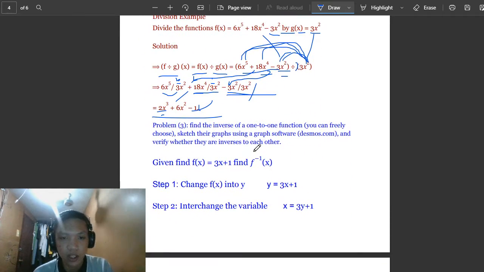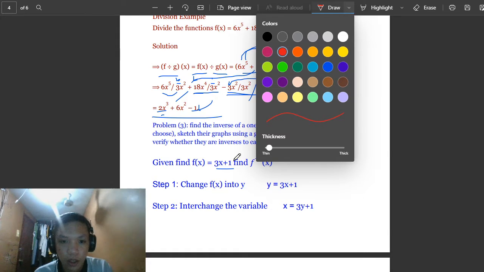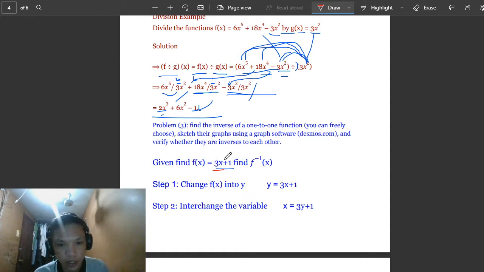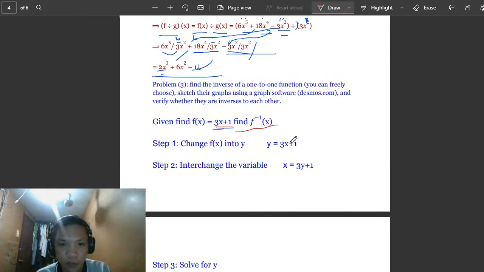So problem 3 is find the inverse of a 1-to-1 function. You can freely choose. Okay, sketch their graphs using graph software, Desmos, and verify if they are inverse to each other. Okay. Given f of x equals 3x plus 1. Simple lang. Find the inverse.